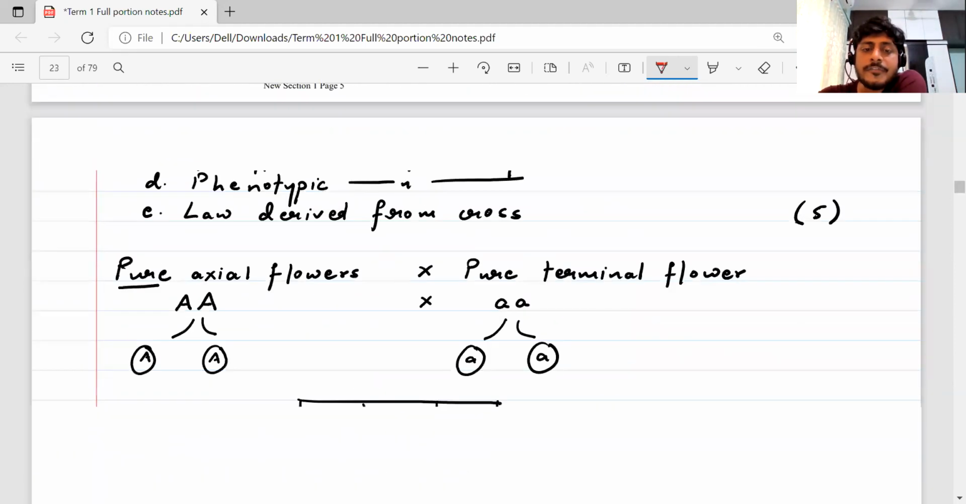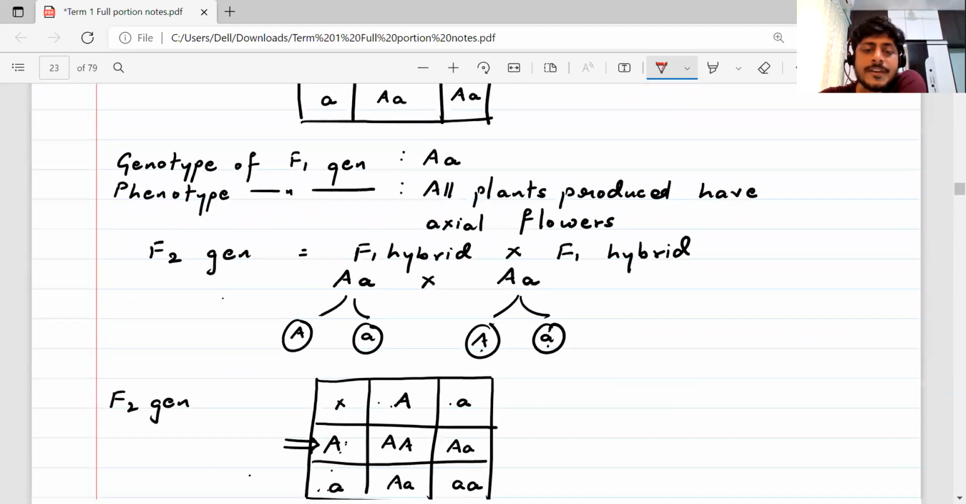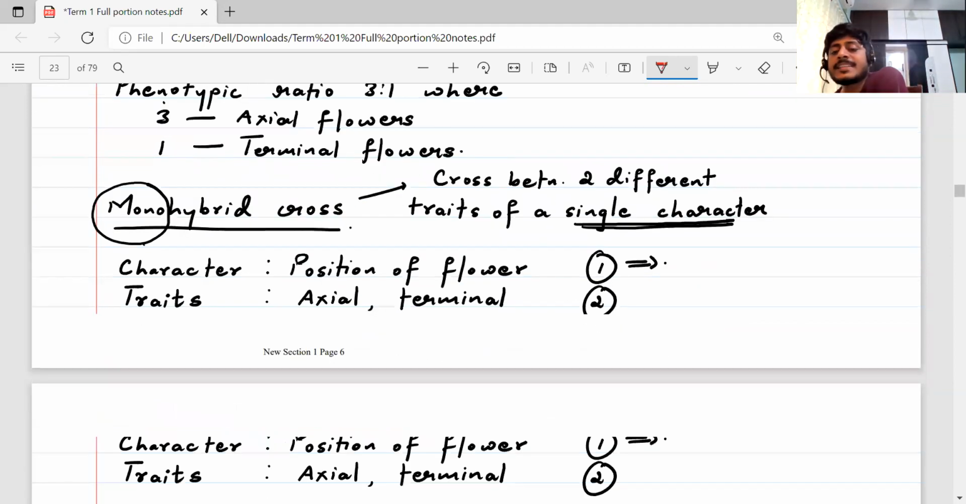Then we did another one for practice. We saw pure axial, pure terminal. This was just for our practice. And we again did 1:2:1 and 3:1. Then what exactly is a monohybrid cross? A monohybrid cross is a cross between two individuals or between two different traits for a single character.